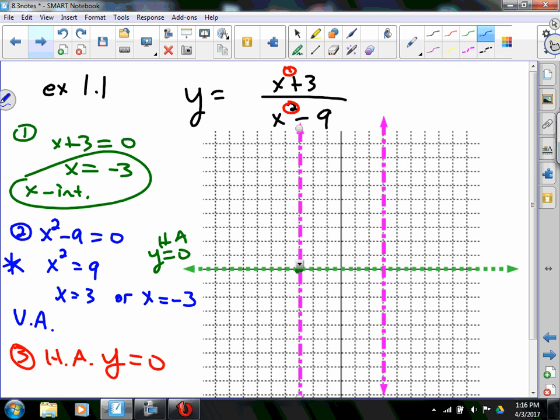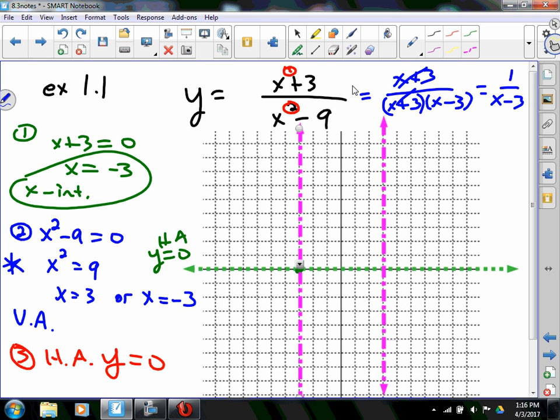If we were to have factored this, this is x plus 3 divided by x plus 3 and x minus 3. So what happens with the x plus 3's? They cancel. This cancels this, and we're left with 1 divided by x minus 3, which we just graphed last week, didn't we? Isn't that just a hyperbola translated 3 units to the right? So the graph should look like that, shouldn't it? And it does. But the calculator is going to lie to us.